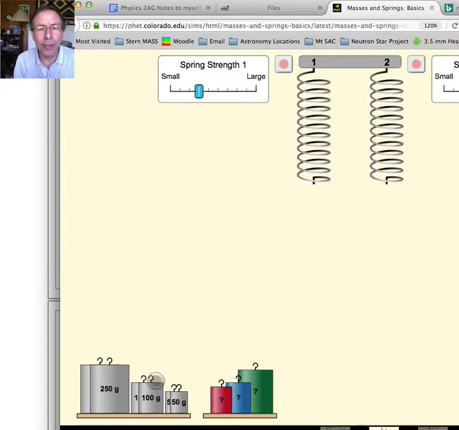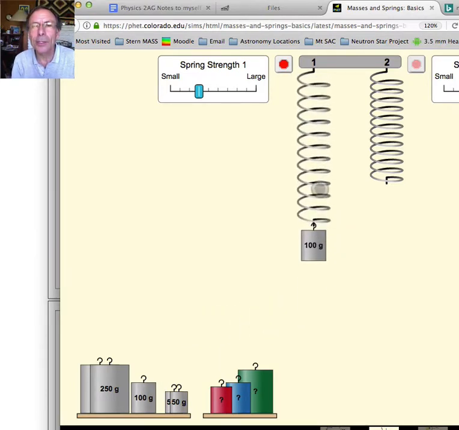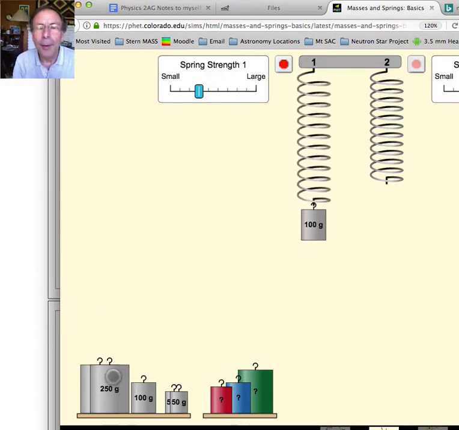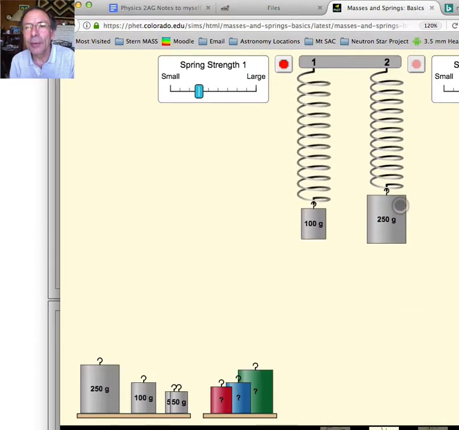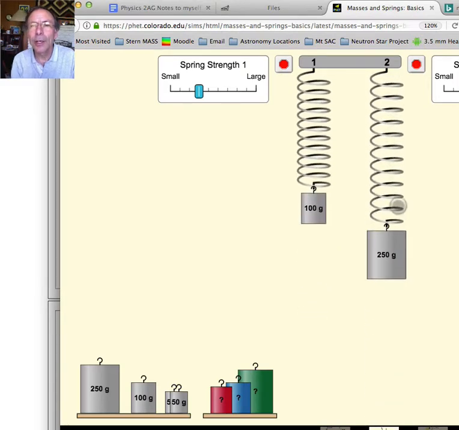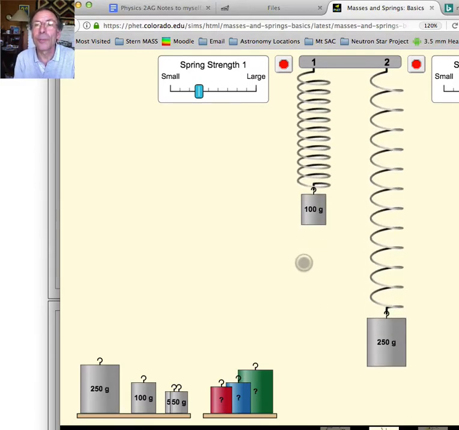This is one of the PhET simulations. And here I am putting a 100-gram mass on a simulated spring, a simulated mass on a simulated spring. Here I'm putting a 250-gram mass on the simulated spring. Notice that the period is different between the two.